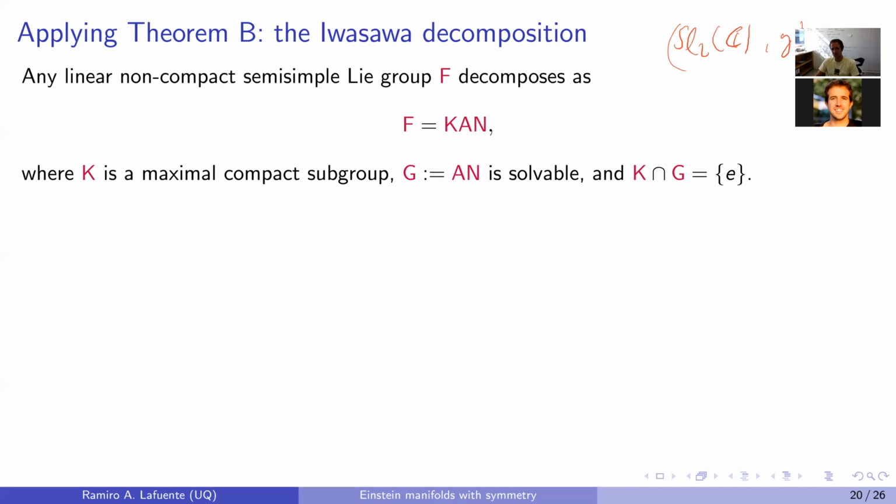So let me recall what the Iwasawa decomposition is. Any non-compact semi-simple Lie group F decomposes as a product of subgroups K times A times N. This is the product inside of F, but this is actually diffeomorphic to the product of these smooth manifolds, K times A times N. So here, K is a maximal compact subgroup, so that in particular F mod K is a symmetric space, and G, defined by A times N, is a solvable Lie subgroup, and moreover, they don't intersect.